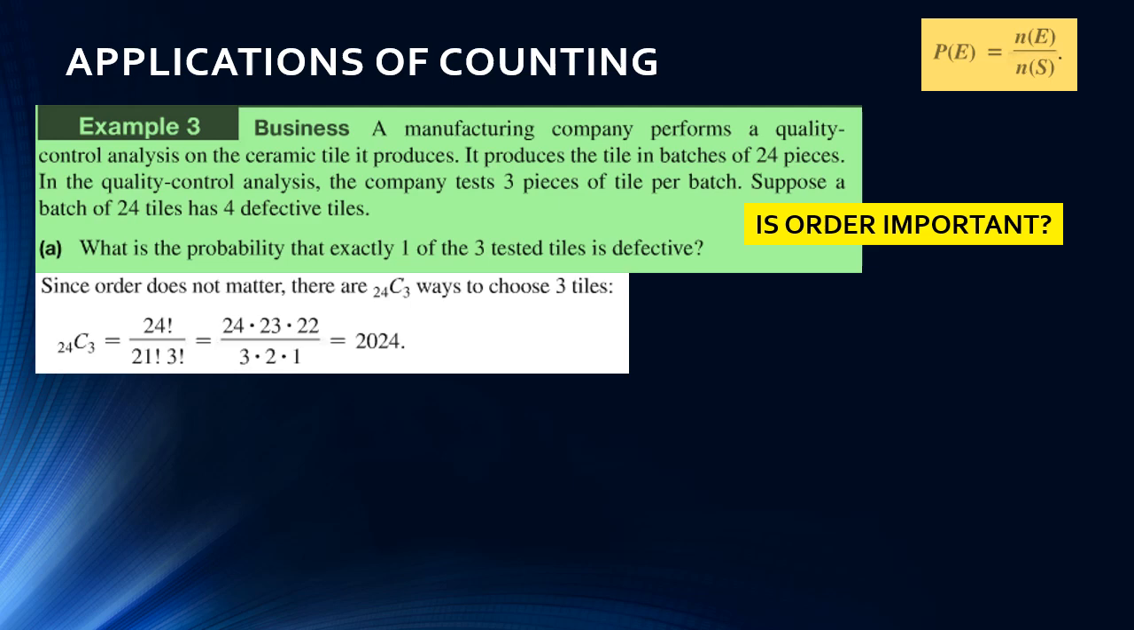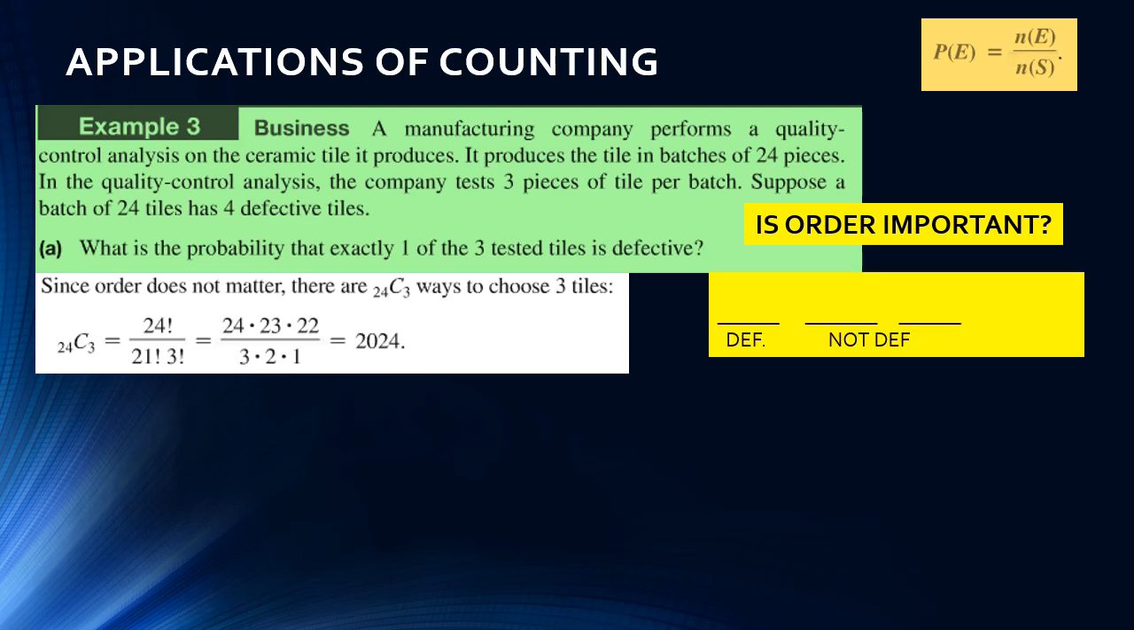Since order does not matter, there are a combination of 24 things taken 3 at a time ways to choose 3 different tiles. This again is our sample space. There are 2,024 different ways to pick 3 different tiles. So there's 2,024 different batches we could test of 3 tiles. All right. But in this specific case, we want the probability that exactly 1 tile is defective. And 1 tile is defective, and 2 tiles are not defective.